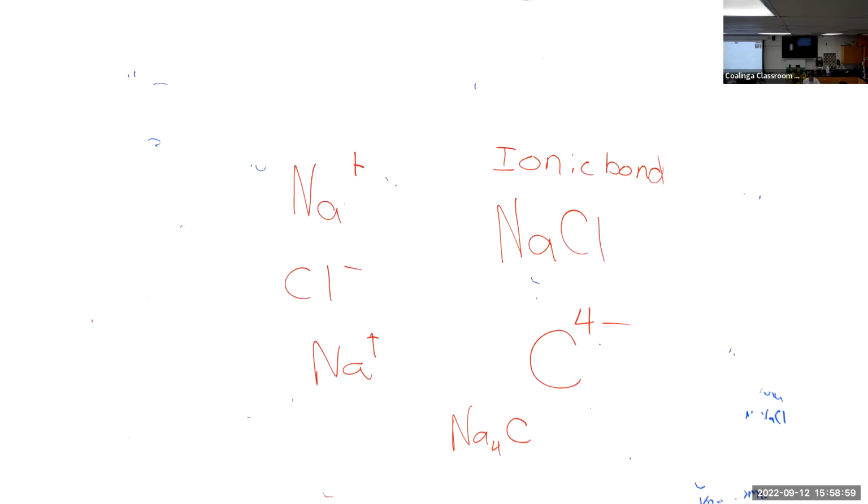So it didn't work out because there wasn't that balance. So you need that balance. It has to balance out to 0. So that's an example of an ionic bond, okay?